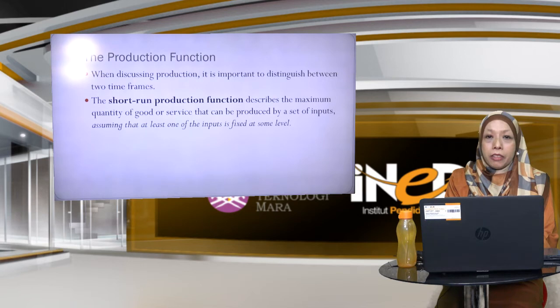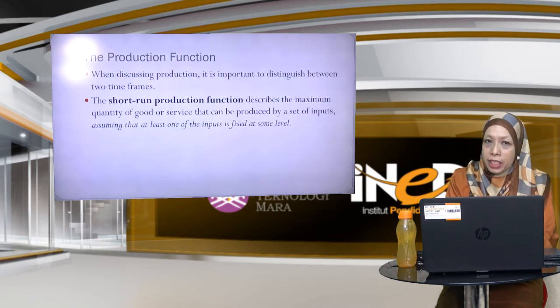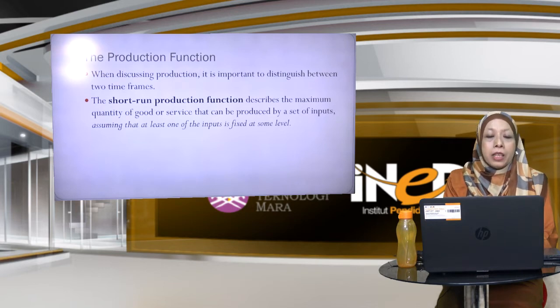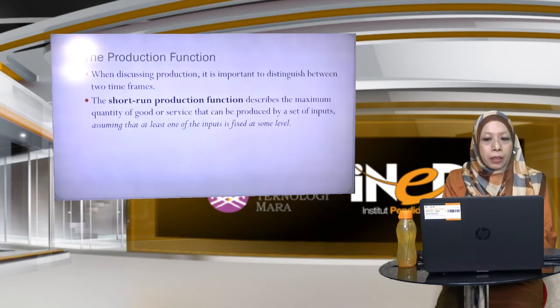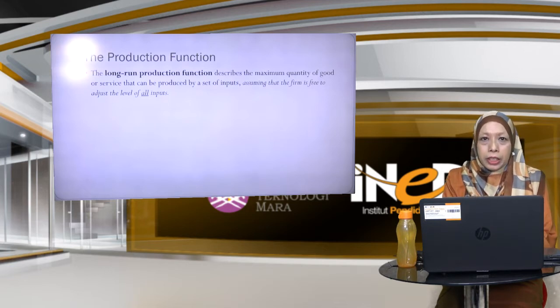So the short run production function describes the maximum amount of goods and services that can be produced by a set of inputs, and these inputs comprise both fixed and variable inputs. In other words, in the short run, you are going to use both variable inputs and fixed input. Now what about the long run production period? In the long run, the inputs that you use are all going to be variable. So there is no element of fixed input available.